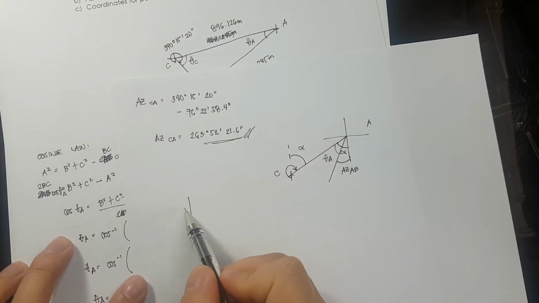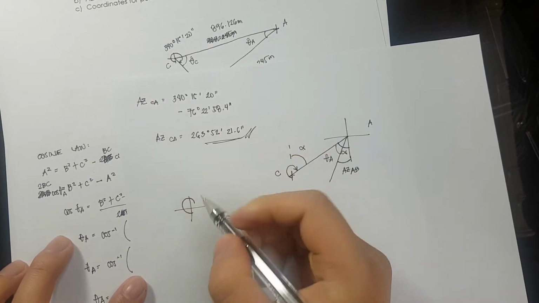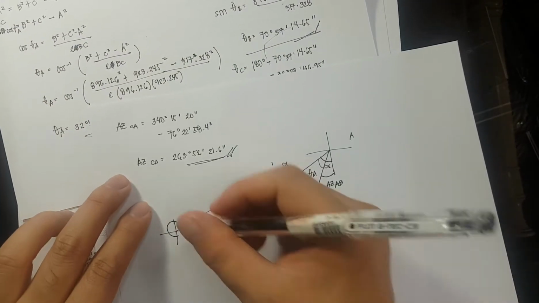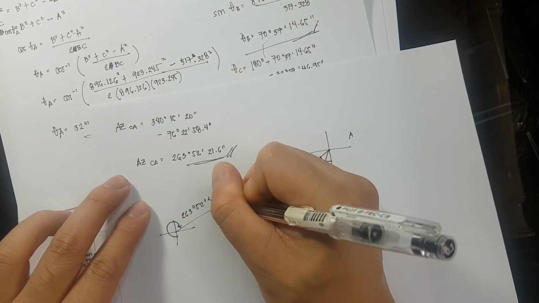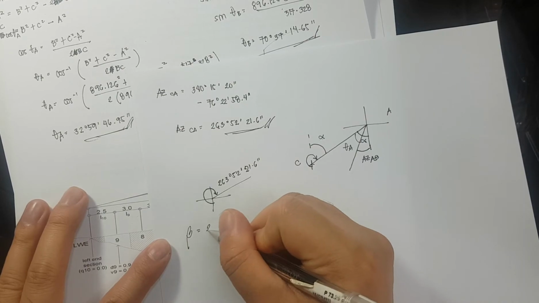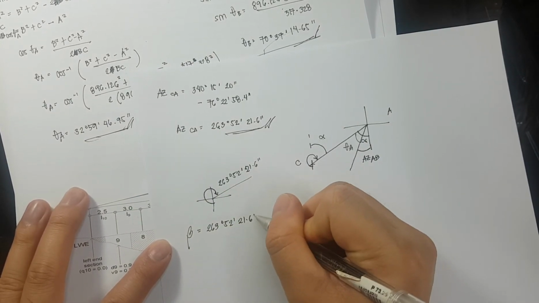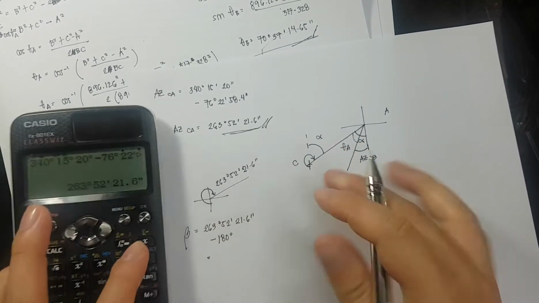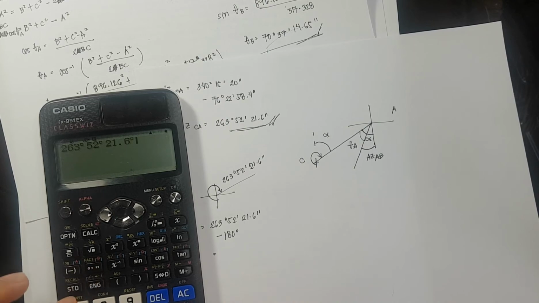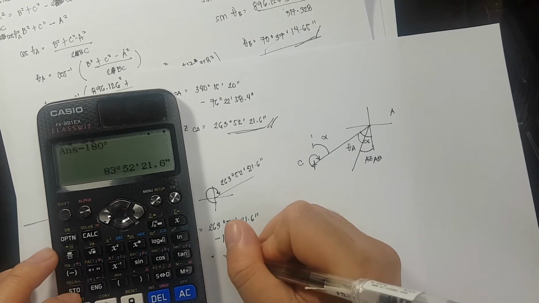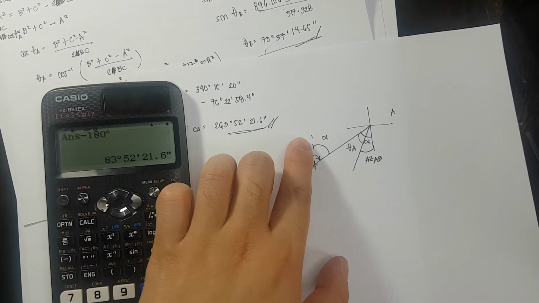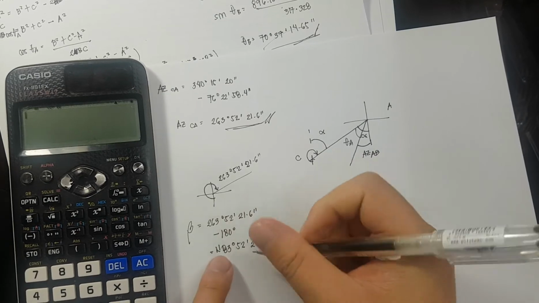Okay? So, for C, bearing of C is equivalent to 263 degrees, 52 minutes, 21.6 seconds. So, the bearing therefore is equivalent to 263 degrees, 52 minutes, 21.6 seconds, minus 180 degrees. Therefore, the bearing is equivalent to 83 degrees, 52 minutes, 21.6 seconds. And that is from north to east.